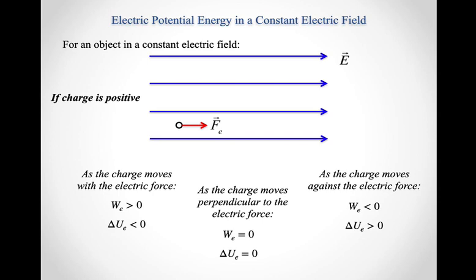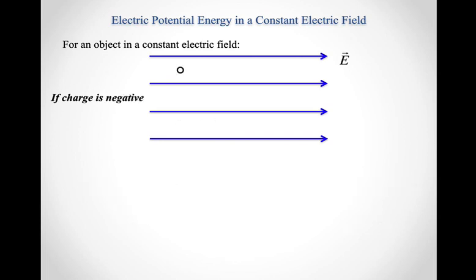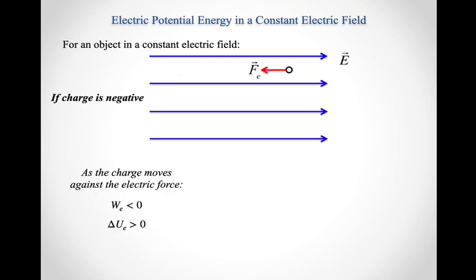Now, of course, positive was one option, the other option is negative. So if I have a negatively charged particle sitting in my electric field, I know the electric force acting on that charged particle will point in the opposite direction as the electric field. So in this case, the field points to the right, but the force points back to the left, acting on my negative particle. If my particle now moves to the right, it's moving against the electric force, which means it has to increase the electric potential energy.